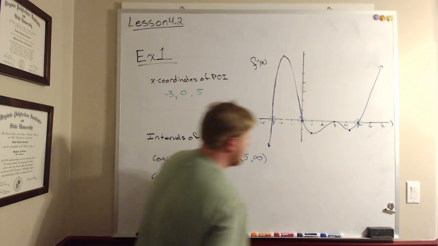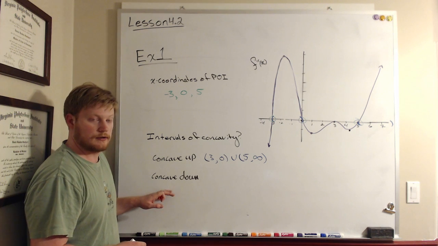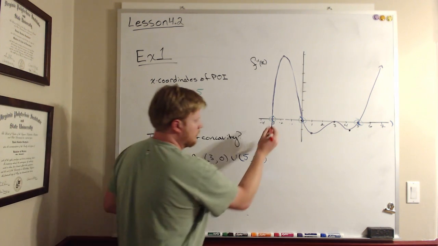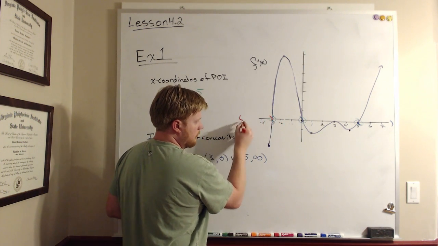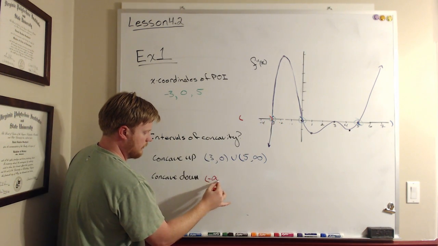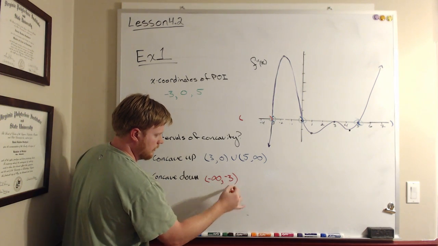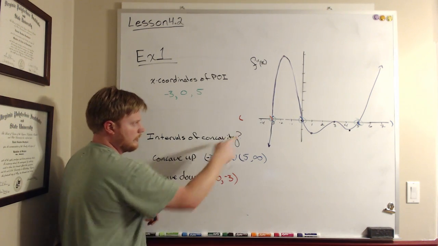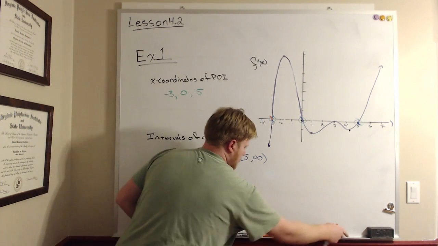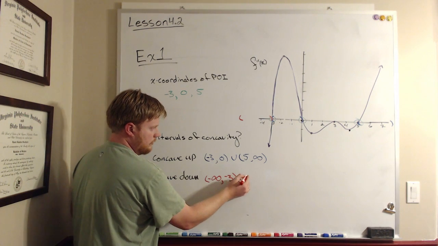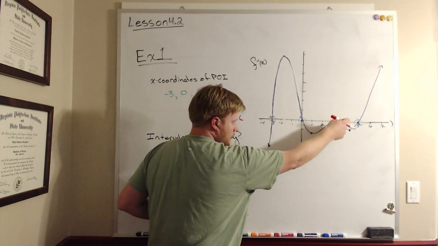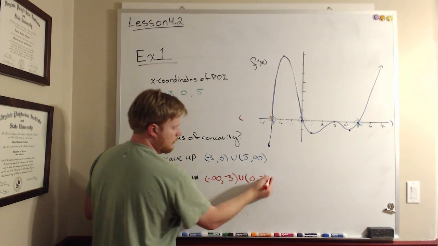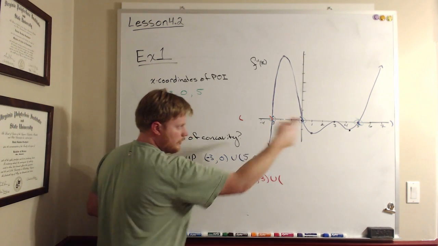Okay. We are concave down where the graph is negative. So from negative infinity to -3. Ooh, and I just realized that was -3. -3 to 0. Okay. Union 0 to 3 union 3 to 5, and that's it.